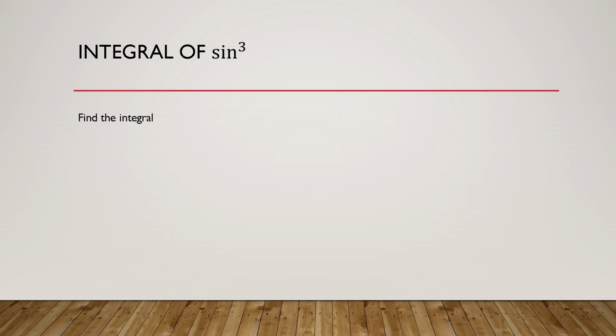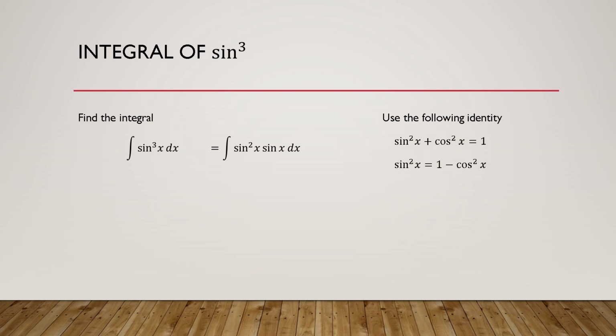Next, let's take the integral of sine cubed x. Here we separate the sine into sine squared x times sine x, so we can use the identity sine squared x plus cosine squared x equals 1, or sine squared x equals 1 minus cosine squared x. We substitute for sine squared x, giving us the integral of the quantity of 1 minus cosine squared x times sine x dx. Let u equal cosine x, and then du would be minus sine x dx.